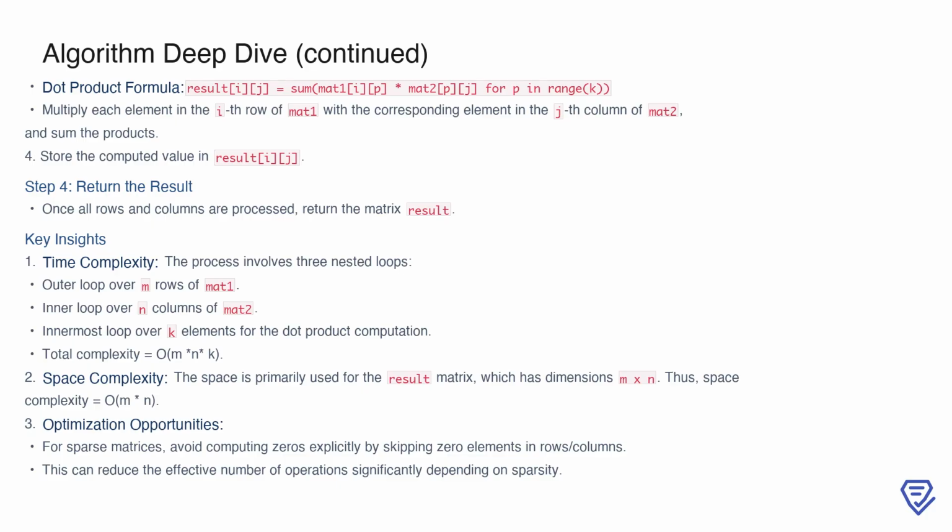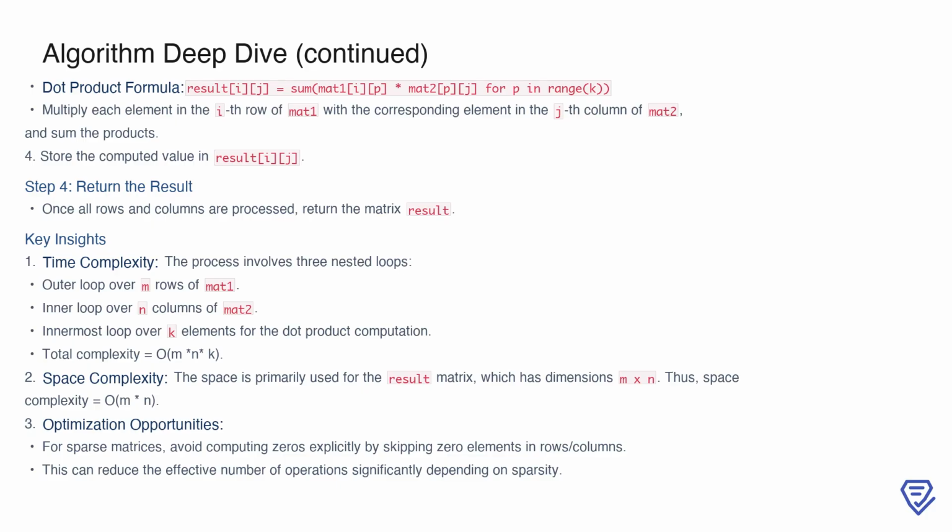The time complexity is determined by the three nested loops, one over the m rows of mat1, a second over the n columns of mat2, and a third over the k elements for the dot product computation. This results in a time complexity of O(m*n*k).